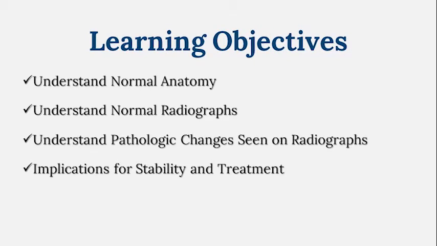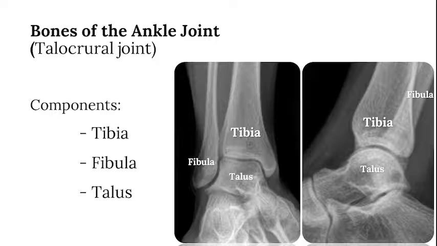The goals of these videos are to understand the normal anatomy and the appearance of normal anatomy on radiographs. We will discuss how to identify ligamentous and osseous injuries on x-rays and how the injury pattern affects stability and choice of treatment. So the ankle joint, also known as the talocrural joint, is made up of three bones: the tibia, the fibula, and the talus.